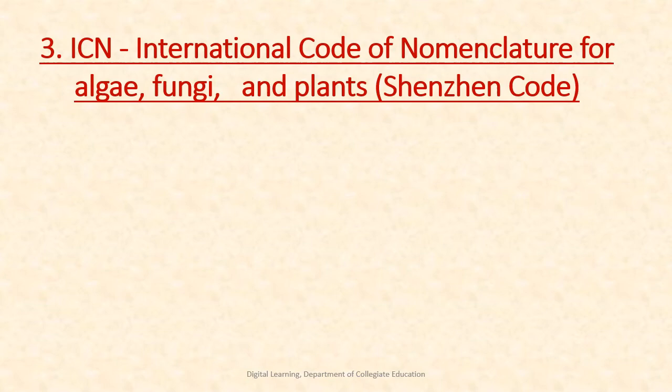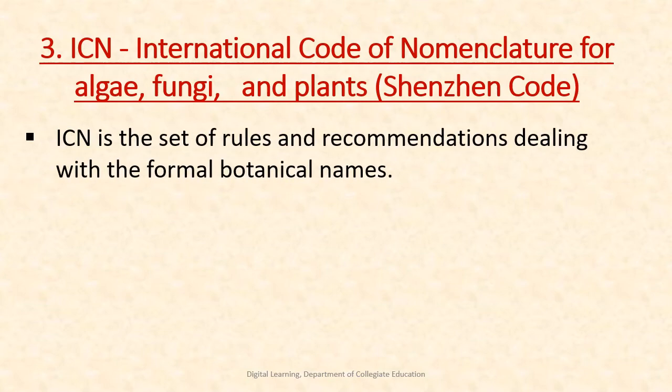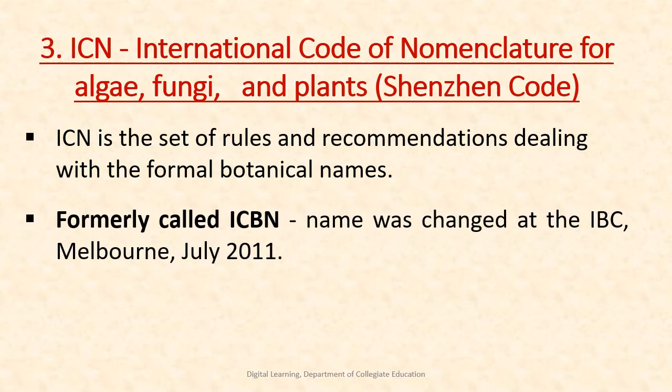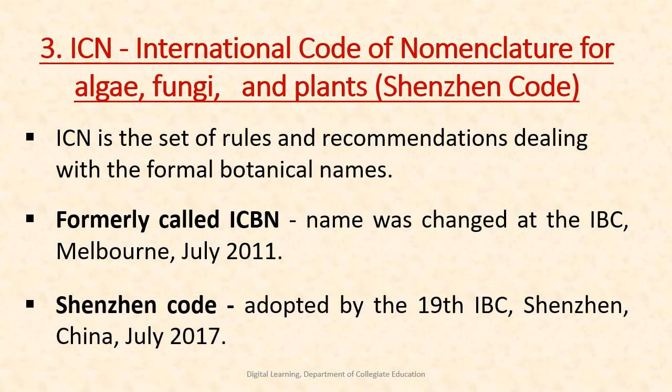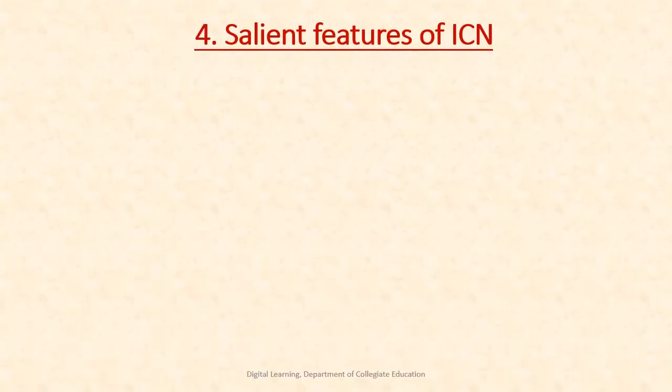ICN, that is the International Code of Nomenclature for algae, fungi and plants, also called the Shenzhen Code. ICN is a set of rules and recommendations dealing with the formal botanical names that are given to plants. It was formerly called ICBN, that is International Code of Botanical Nomenclature. The name was changed to ICN at the International Botanical Congress held at Melbourne in July 2011. The Shenzhen Code was adopted by the 19th International Botanical Congress held in Shenzhen, China in July 2017.